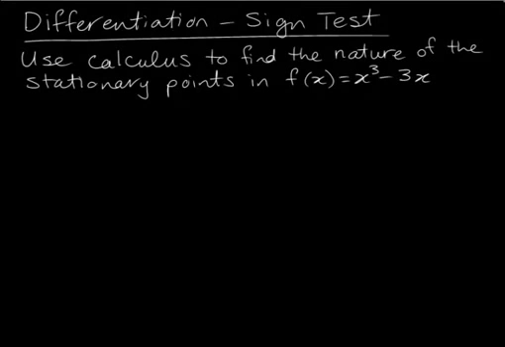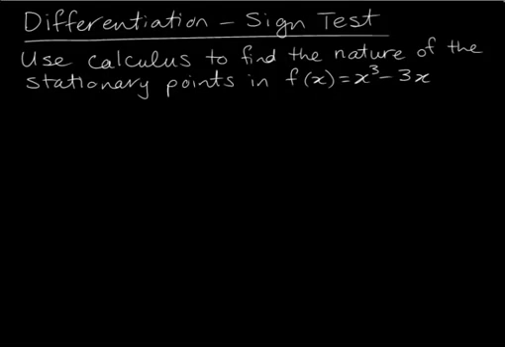In this session we're having a look at differentiation, in particular the sign test. The sign test is used to determine the nature of a stationary point. So using the sign test we can tell whether it's going to be a maximum turning point, a minimum turning point, or perhaps a horizontal point of inflection. Let's have a look at this example here.